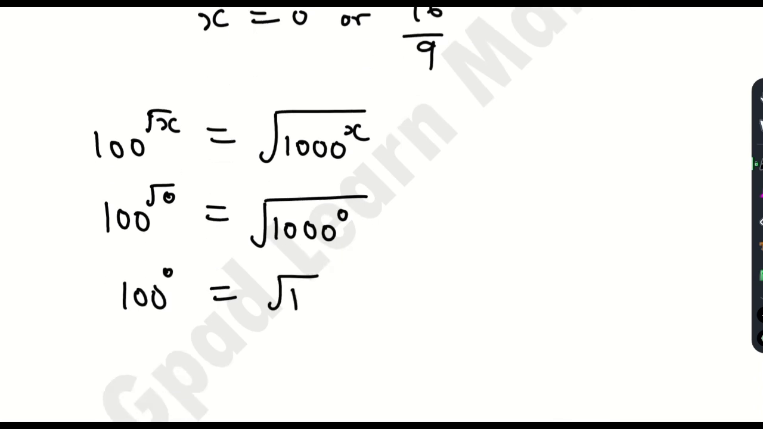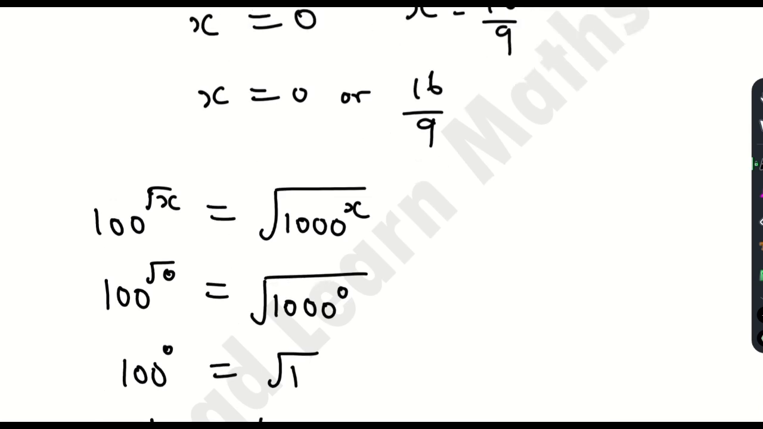So what is 100 raised to the power of 0? Is it not 1? And what is the square root of 1? Is still 1. So what we have on the right hand side is same as what we have on the left hand side. We now want to test for the other value of x, which is 16 over 9. So let's quickly do that.